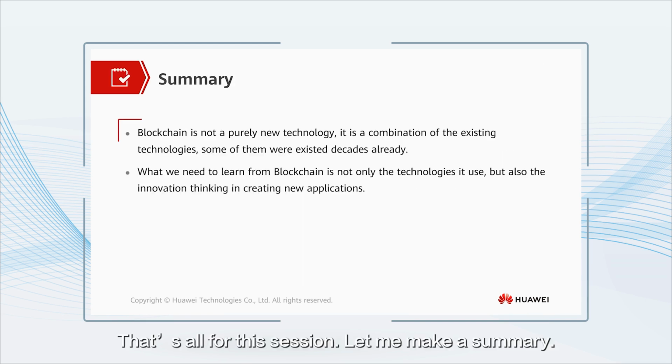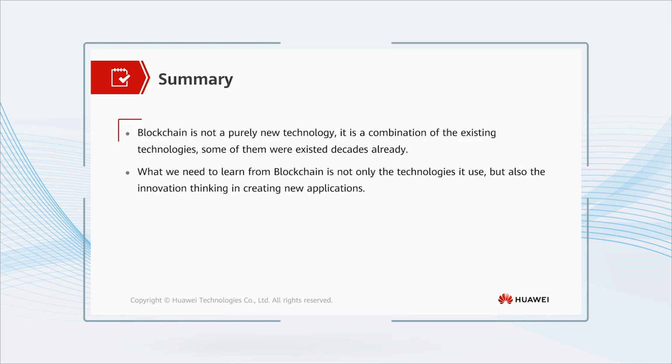That's all for this session. Let me make a summary. Blockchain is not a purely new technology. It is a combination of existing technologies, such as hash algorithm, consensus mechanism, asymmetric encryption. Some of them have existed for decades already.